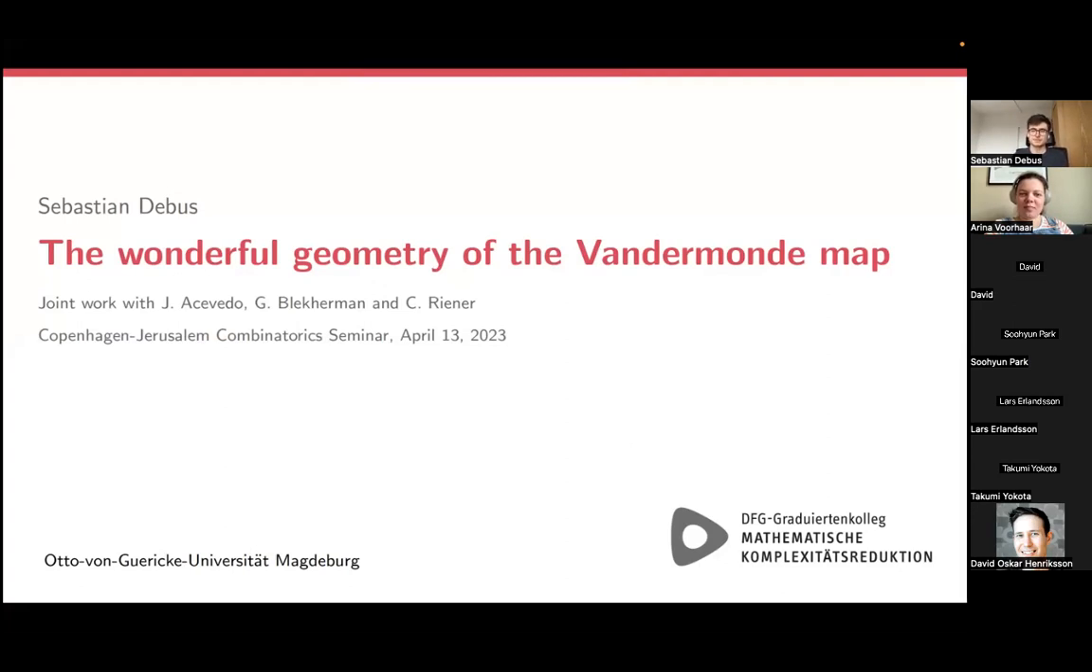And this Vandermonde map is just the map consisting of the first power sums, and we consider this map on R to the n. And we say wonderful geometry since it has quite some combinatorial structure. So it's not a polytope, we will see this very soon, but it has a combinatorial structure of a very special cyclic polytope.